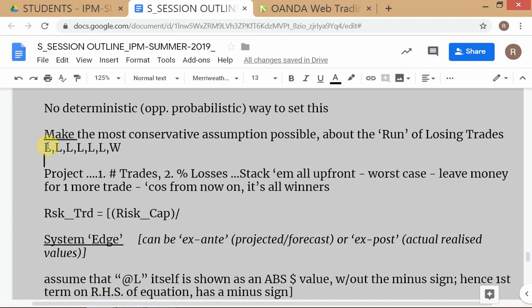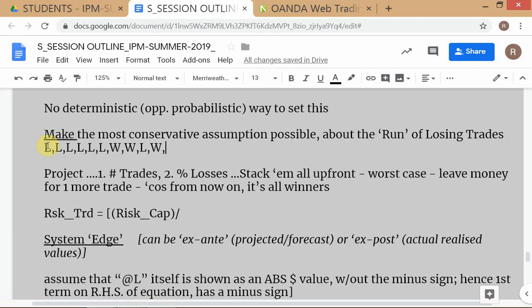Now the distribution of trades can be like this: then you can have a win, then a loss, win, then a loss, then a loss, then a win, then you can again have another run of losses. This can be a run of 13 losses. So this is what is meant by runs.